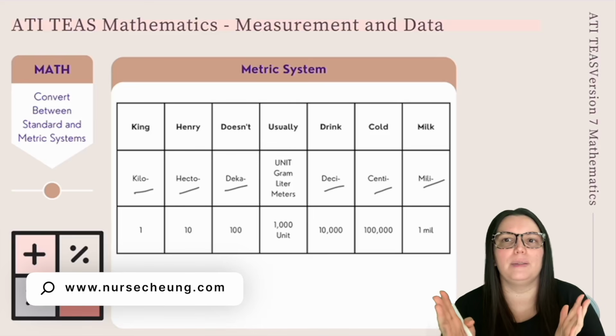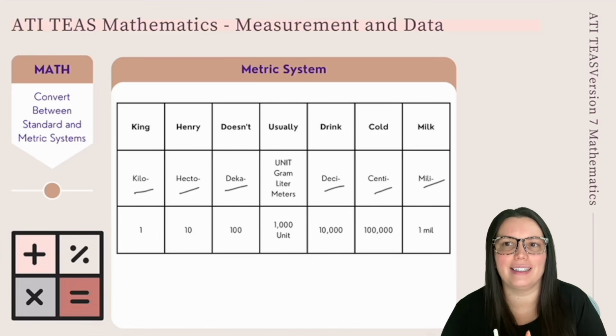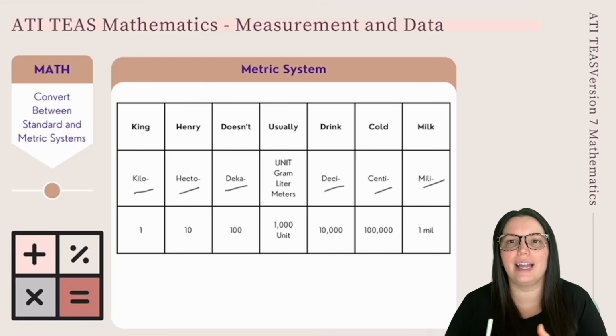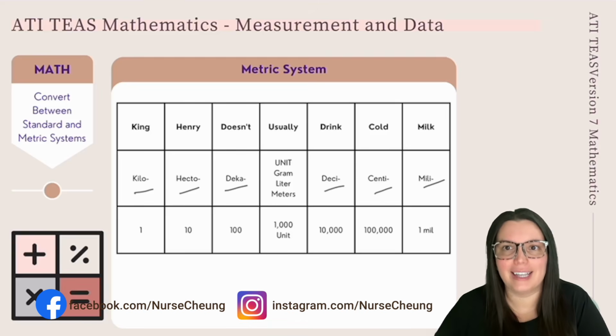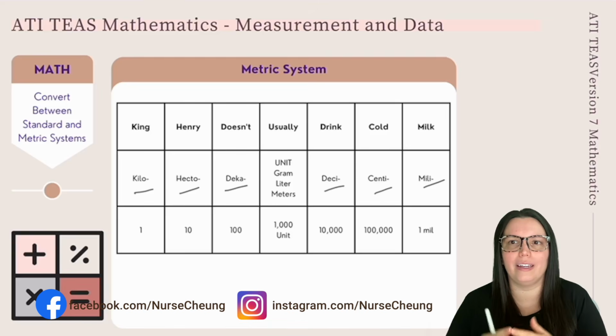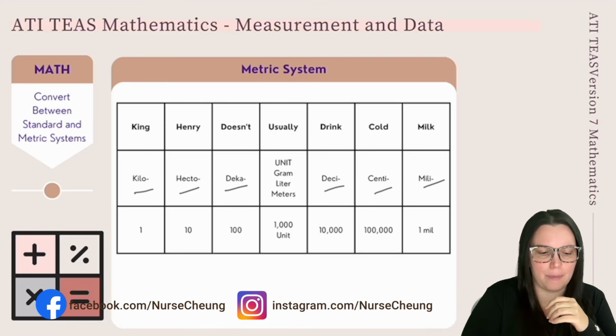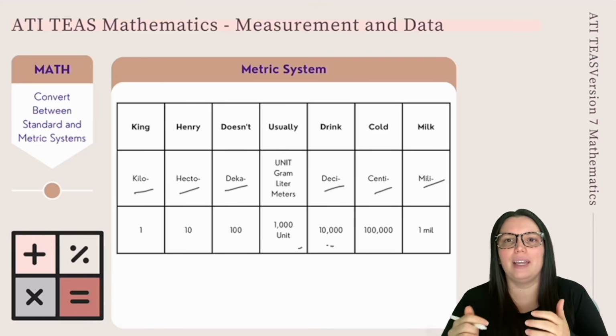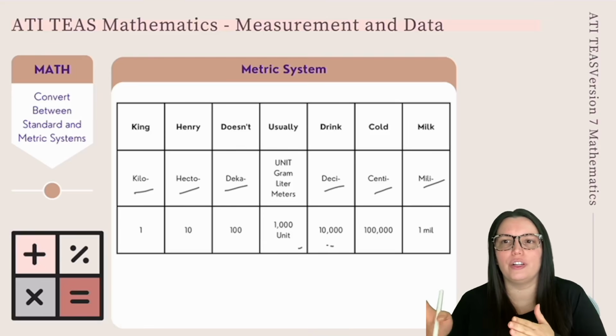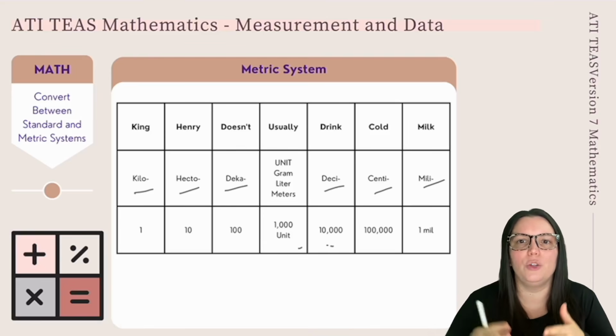So the metric system is based on the powers of tens. This means that each unit is 10 times larger or smaller than the one before or after it. For example, 1 meter is 10 times larger than 1 decimeter, right? We can see that based on our calculations down here at the bottom. This means that to convert from a larger unit to a smaller unit, you will need to move the decimal point to the left, right?